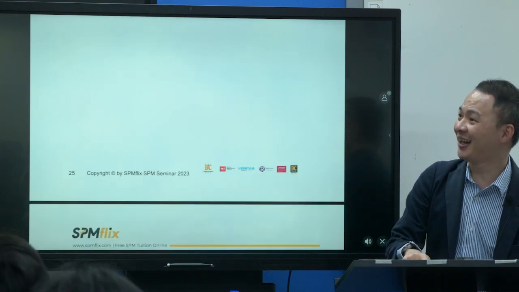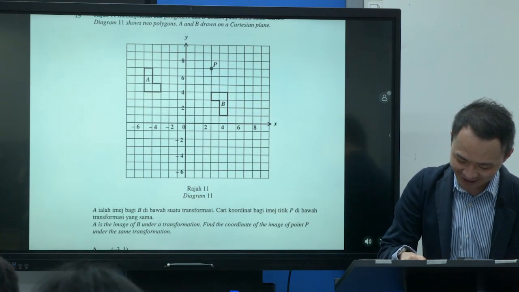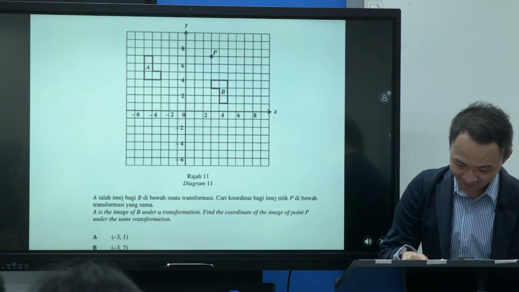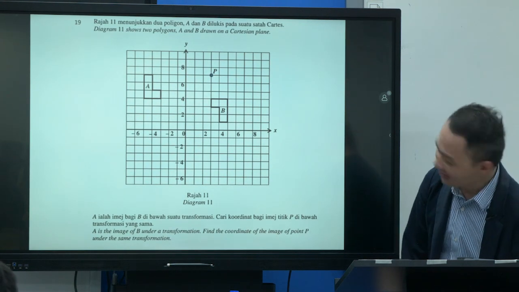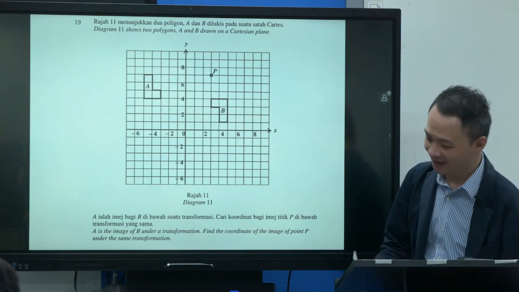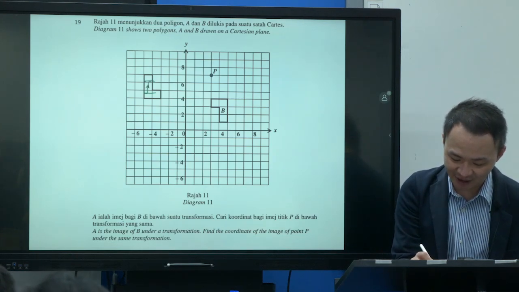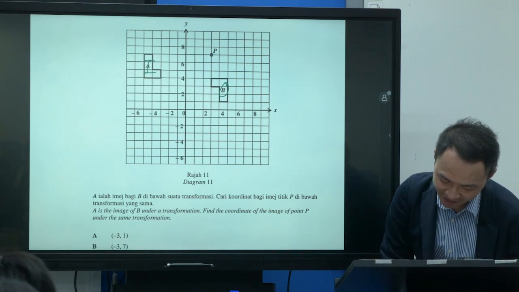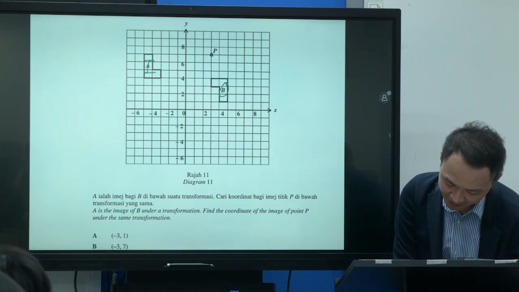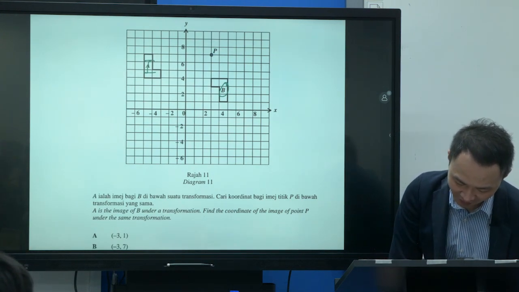Okay, I think we almost time's up. Let's test the last one. A is the image under B. This one is image. This one is the object. Find the coordinates of image of P under the same transformation.